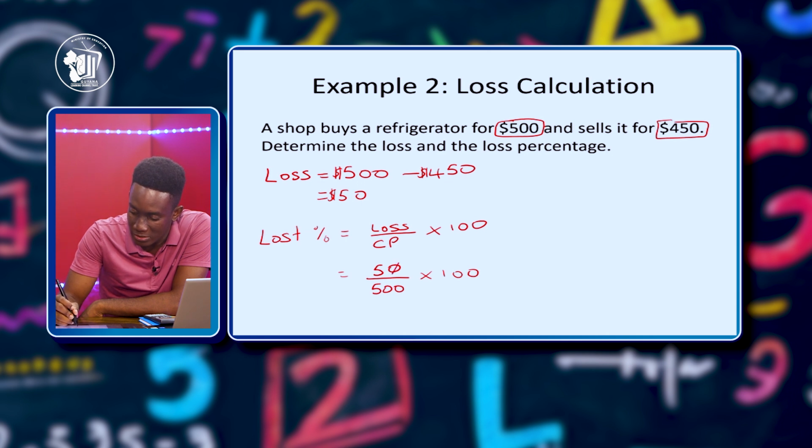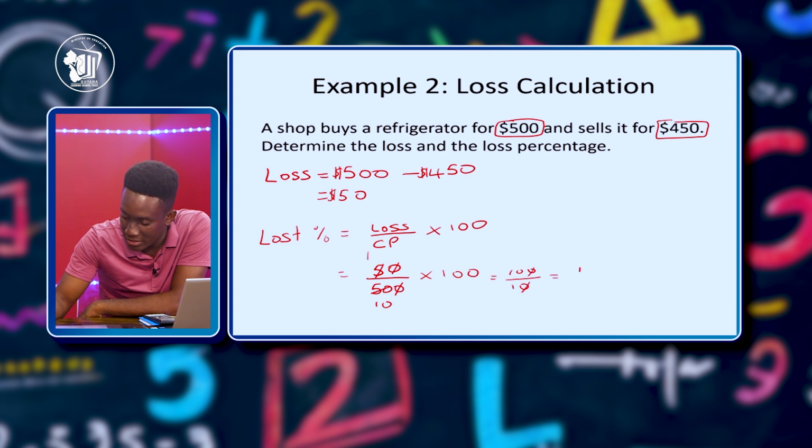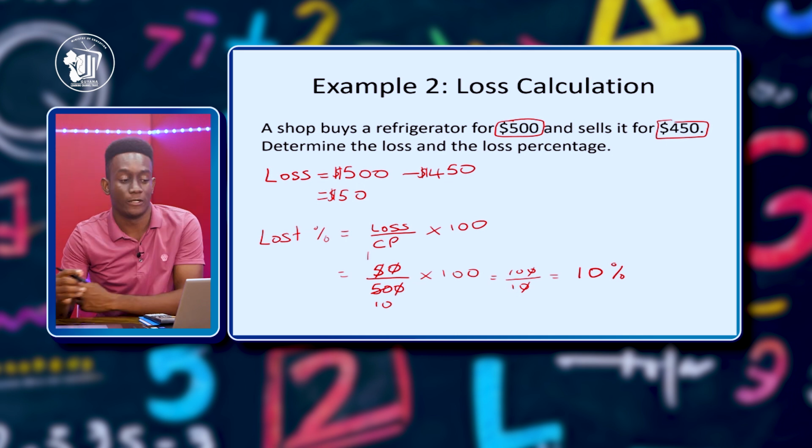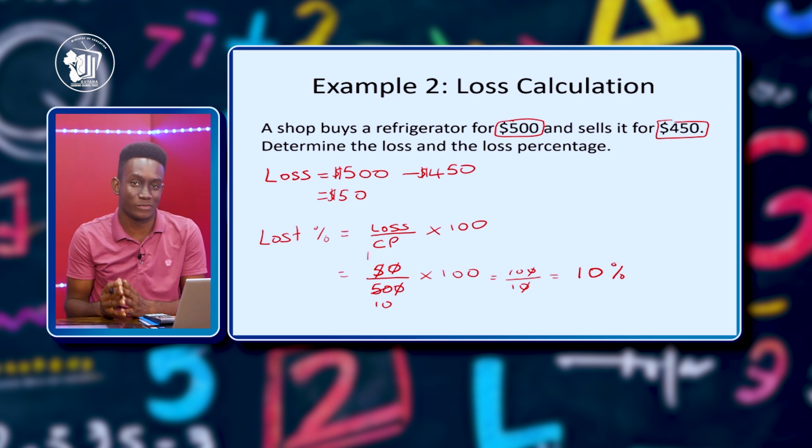So this will cancel out with that 0. 5 ones 5, 5 into 50, 10. So we have 100 divided by 10, which would give us 10%. So we see a loss of 10% occurred. And that is how you find loss percentage, and that is how you find profit percentage.